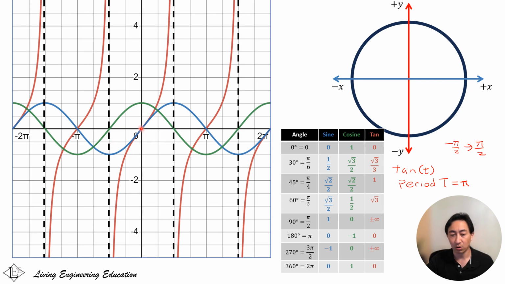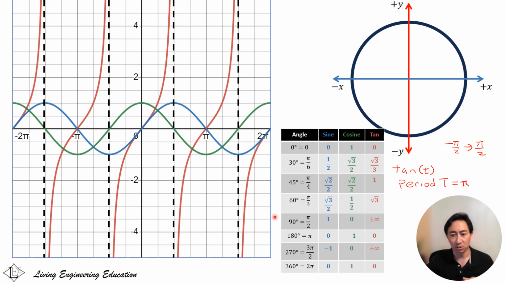This has a period of 2 pi, right? From here to here. Whereas your tangent has a period of pi, right? So from between the vertical asymptotes. So there is a significant difference in the behavior of tangent compared to sine and cosine because of that. But there are aspects that we can try to relate the two.